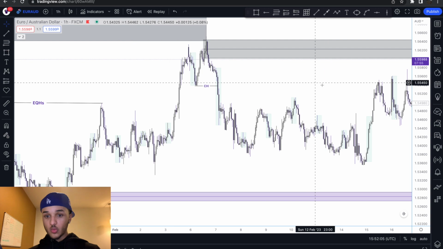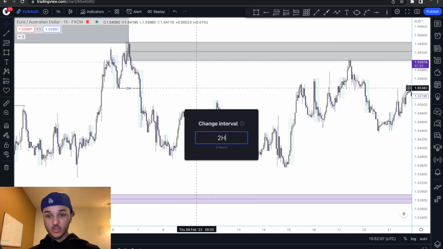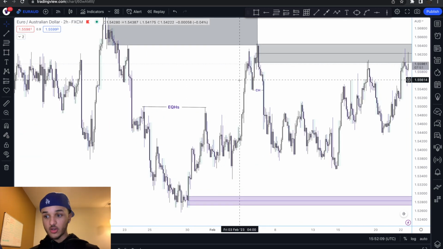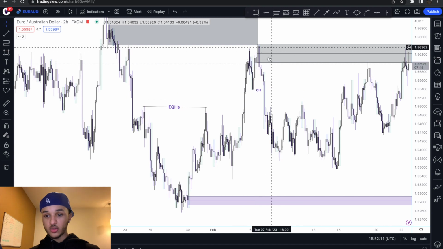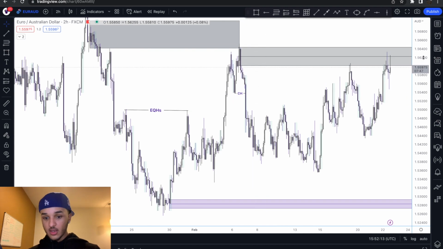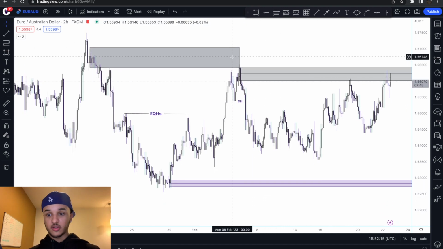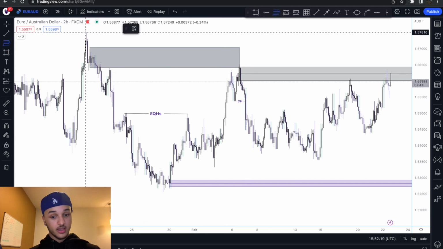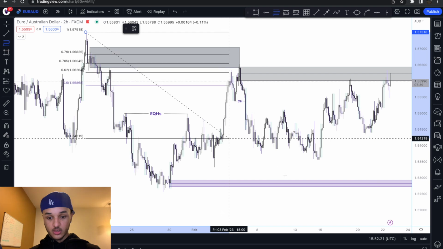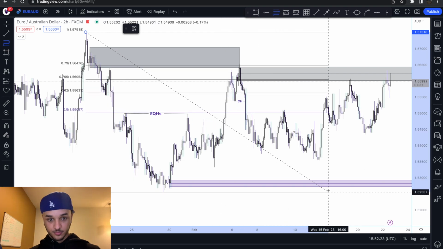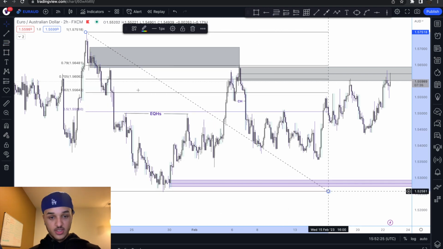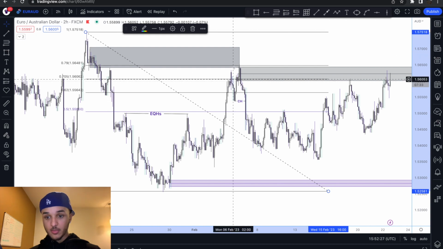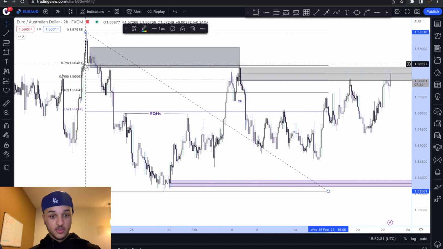So as you can see, we've got Euro AUD here, and I believe it to be on the 2-hour time frame, we've got this area of supply that I located here. And when it comes to interpreting the Fibonacci, if I mark it from the swing high here down to the swing low, from the wick to the wick, we can see that this area of supply that I marked out was located within one of these premium zones, between the 70.5 and the 79%.